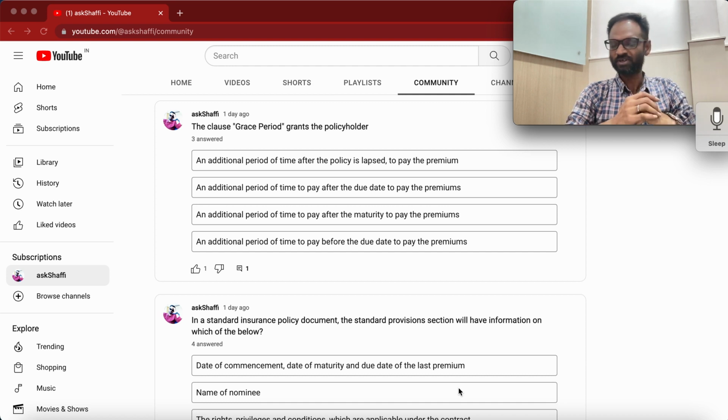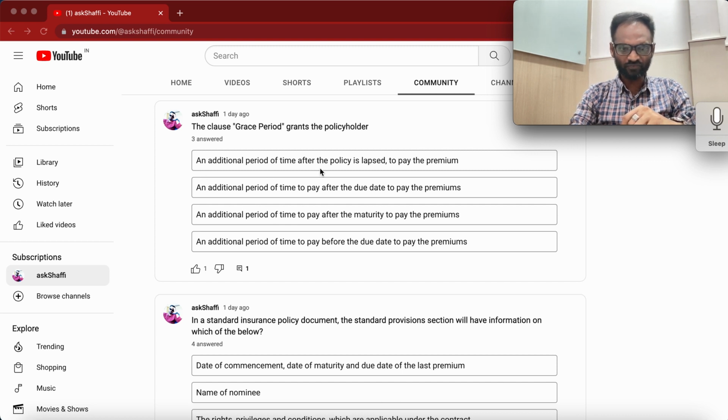So what does grace period give? Before that, we have to understand what is grace period. Grace period is the specific time period given to the policyholders to pay their overdue premiums after the due date. So let us see the given options.